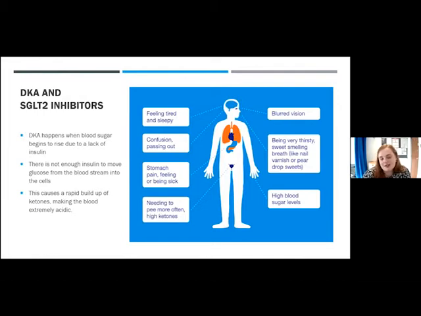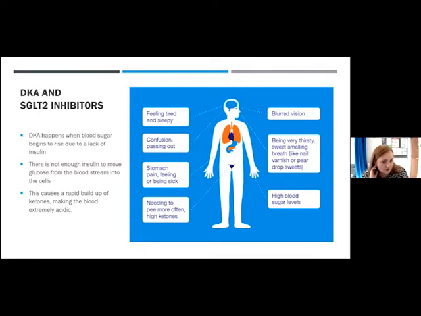So, like we said, one of the main complications with diabetes is actually ketoacidosis, or DKA. This is basically when there's a buildup of ketones and it causes the blood to become acidic, and mainly this is due to lack of insulin. Now, the mechanism by which the SGLT2 inhibitors cause this increased risk of DKA is not quite clear. However, there are a few factors that may predispose patients to this.